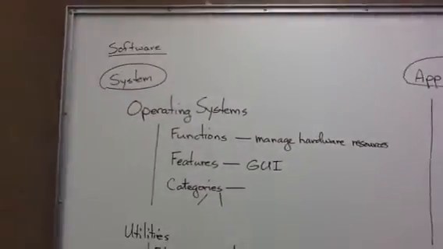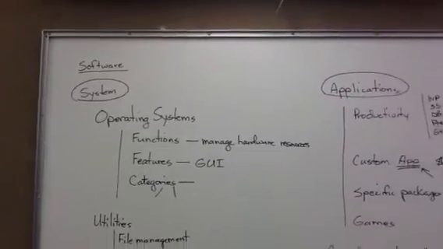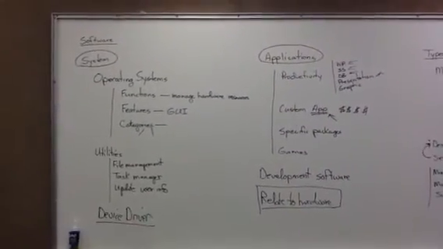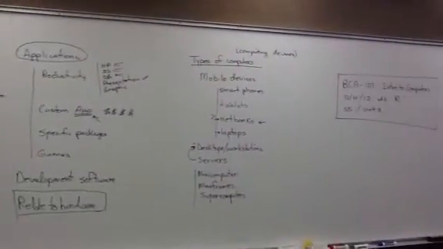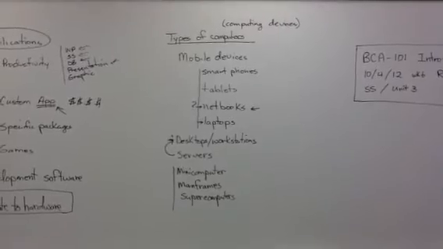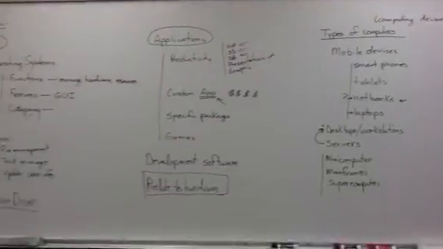All right, 3 major things we talk about: system software and applications. I'll go through a few specifics, and then we talked about types of computers or computing devices. So there really isn't that much to go over.